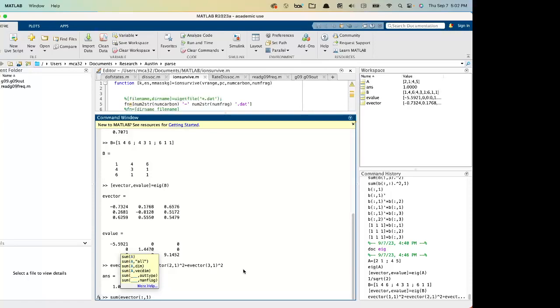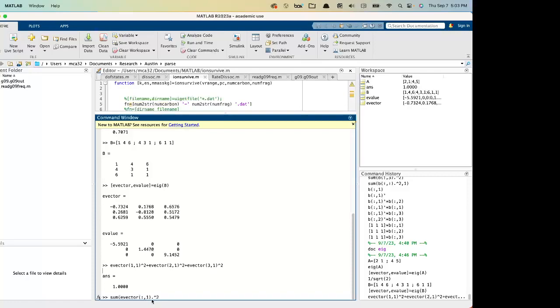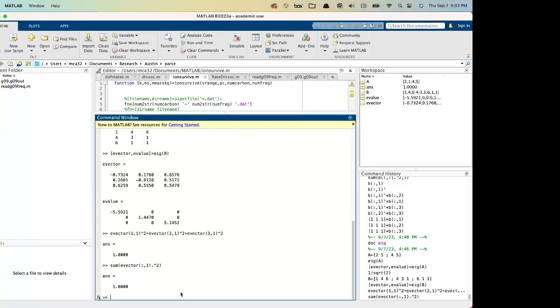In MATLAB, the way I do that is I put a period before the caret, which means take a power, and my power is going to be 2. So period caret 2 means square each element individually. That's what the dot means. So when I do this, again, I get 1. I can get one layer more clever.